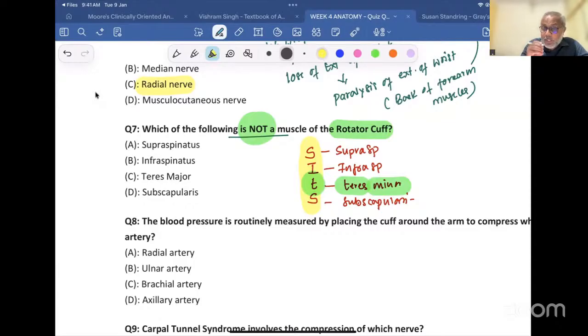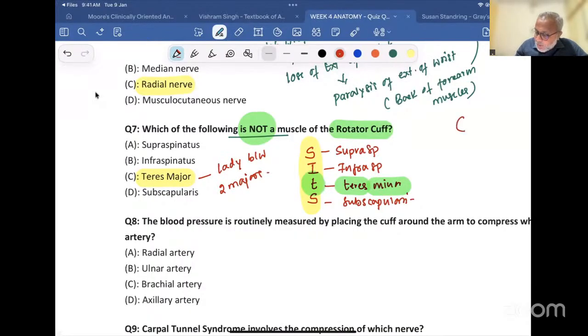So what is the correct answer here? Which of the following is not a muscle of the rotator cuff? It is teres major. What about teres major? For teres major, remember this. Lady between two majors. Okay.